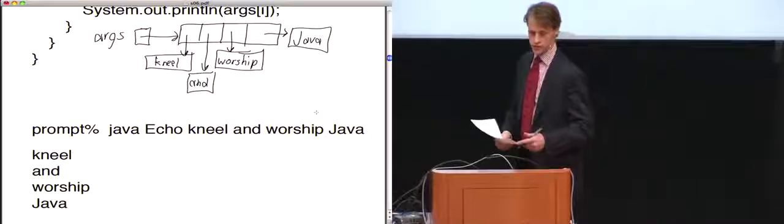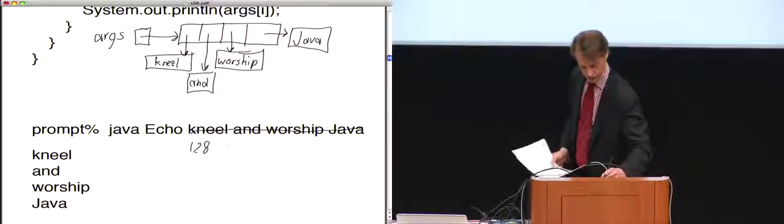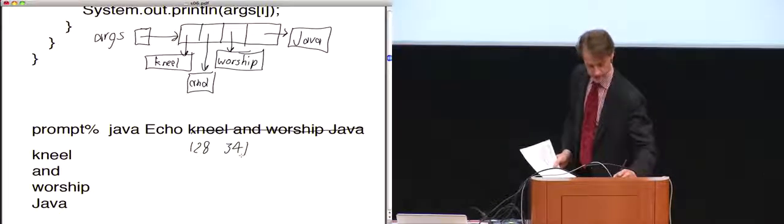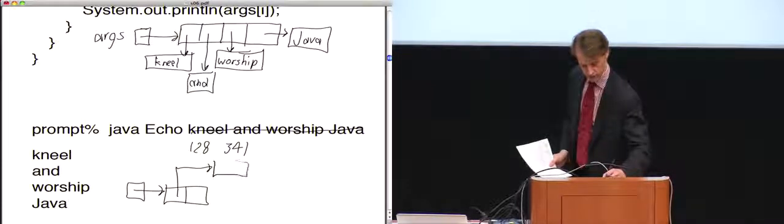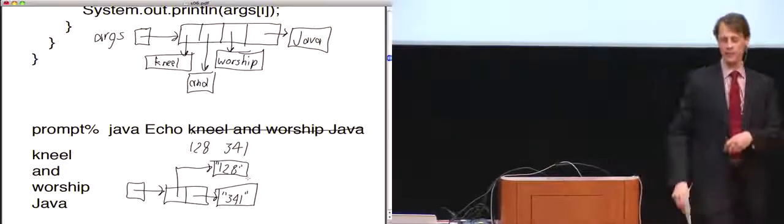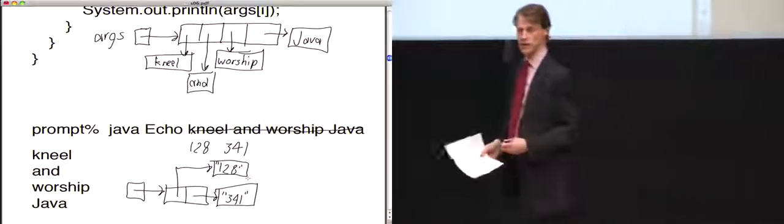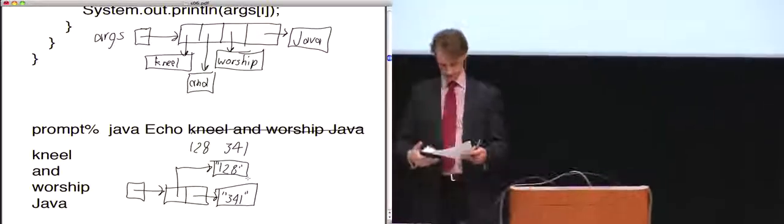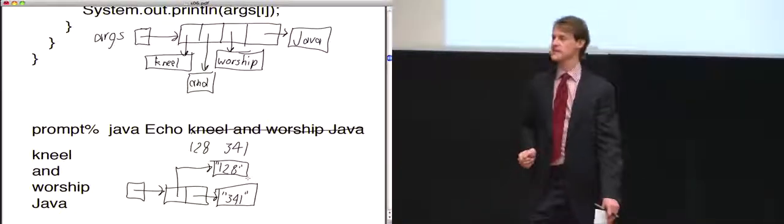Then it still treats them as strings. So if I were to write 12, 128, 341, I still get an array of strings, and if I want to convert those strings to numbers, then I have to convert them using a method in the Integer class, which I talked about in an earlier lecture. I forget the name of the method. Parseint, yeah. Parseint in the Integer class.